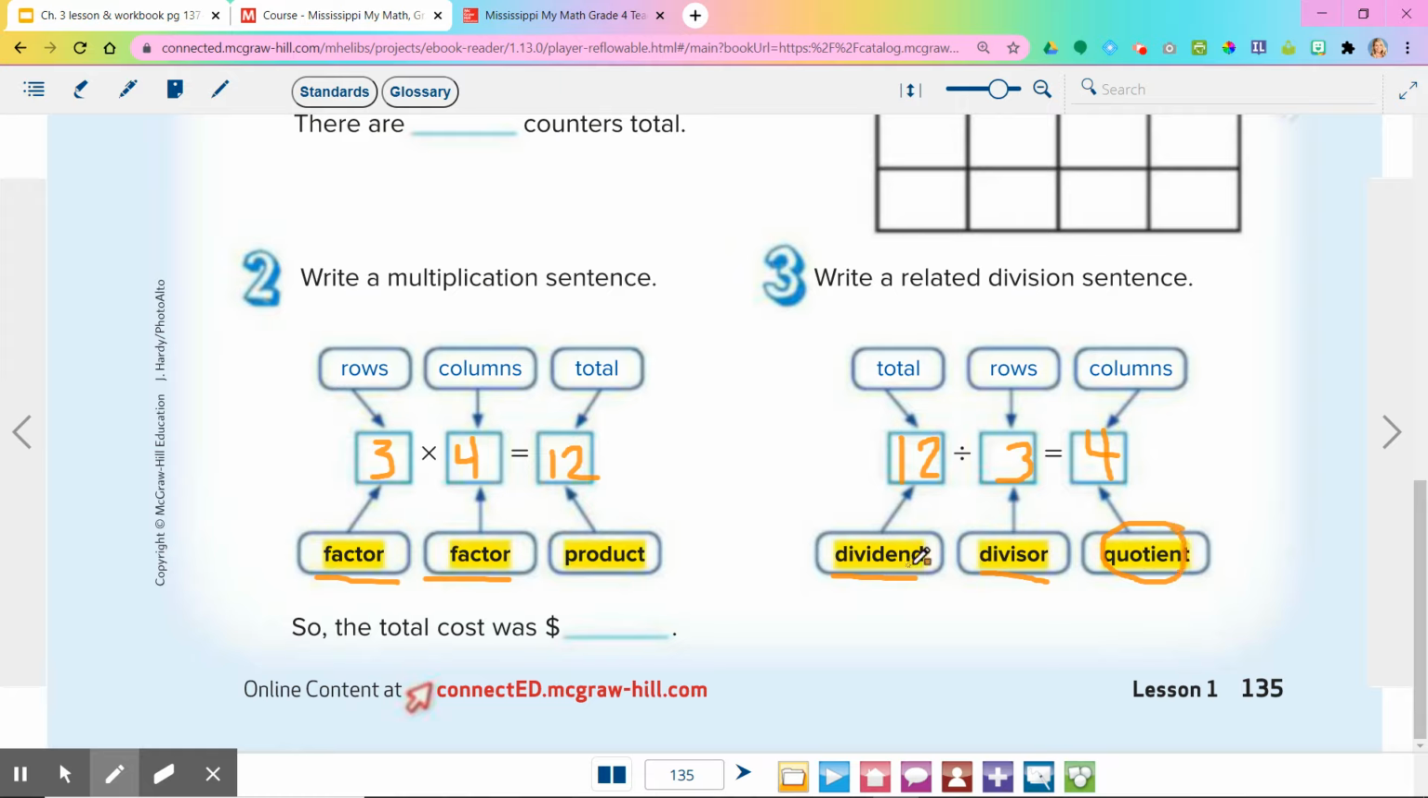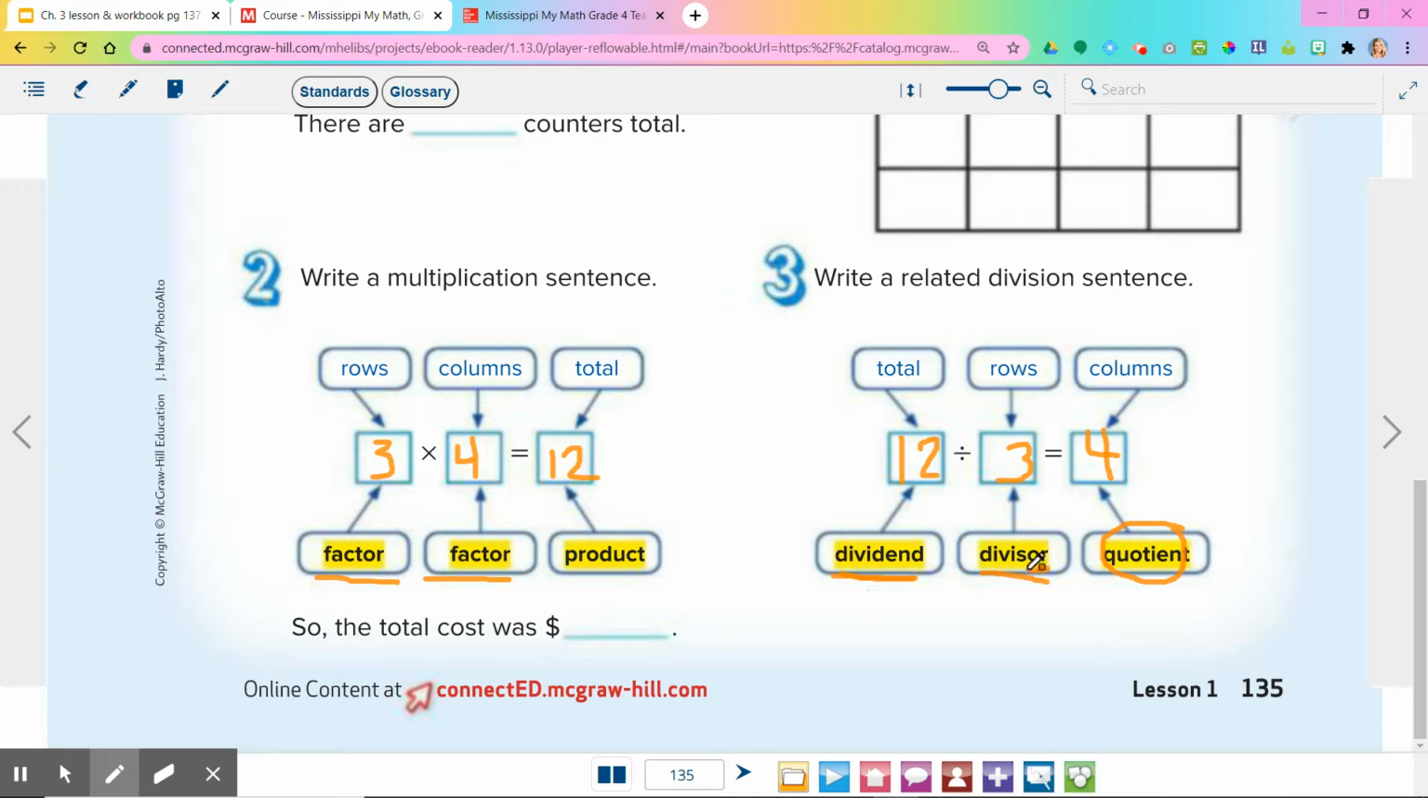Now, how I remember the difference between these two, because they're a little confusing to me. We know a quotient's the answer to a division problem, so I'm not really worried about that one. But these two can get kind of confusing. How I remember these two is in 4th grade, our dividend is the largest number. So my largest number is my dividend, and dividend is the larger word between dividend and divisor. So larger number is dividend. My dividend is actually the number that's being divided.